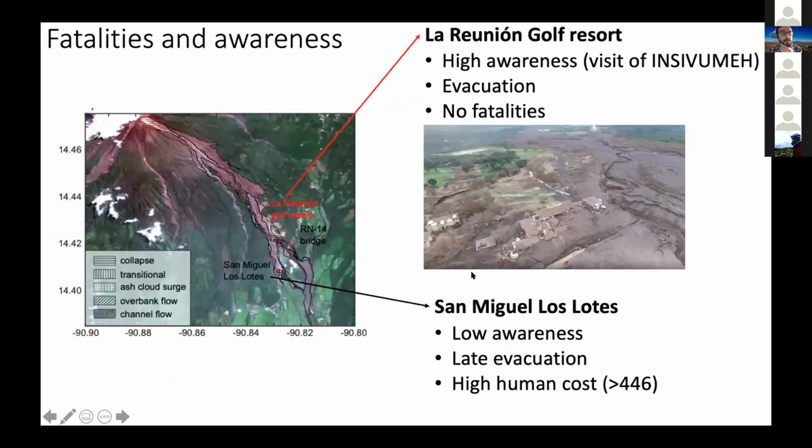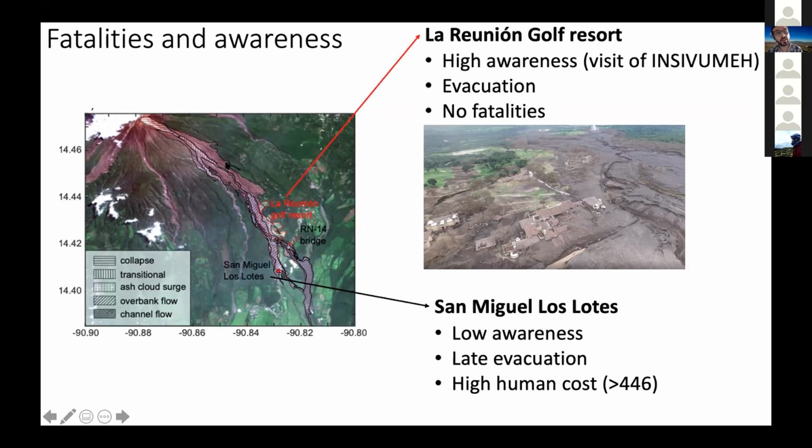Then we used some Sentinel-2 data, optical imagery, to look at the flow and the mapping of the different facies of the flow. So you can see here the different collapse, transitional, overbank, and channelized flow, and some surge, some ash cloud surge here on the eastern side.